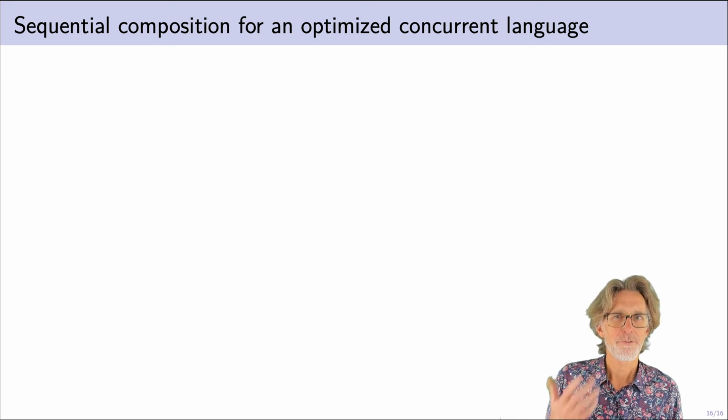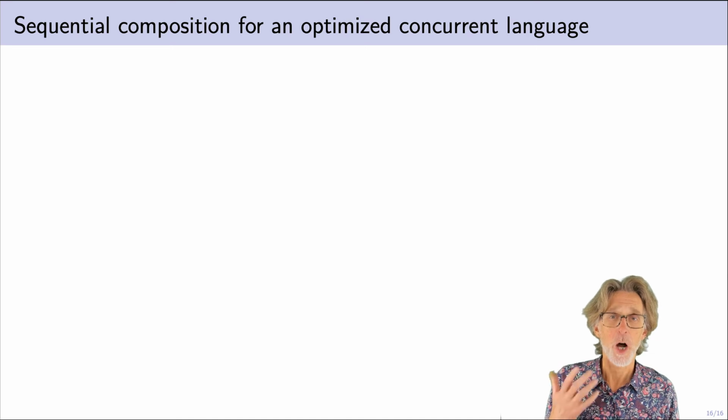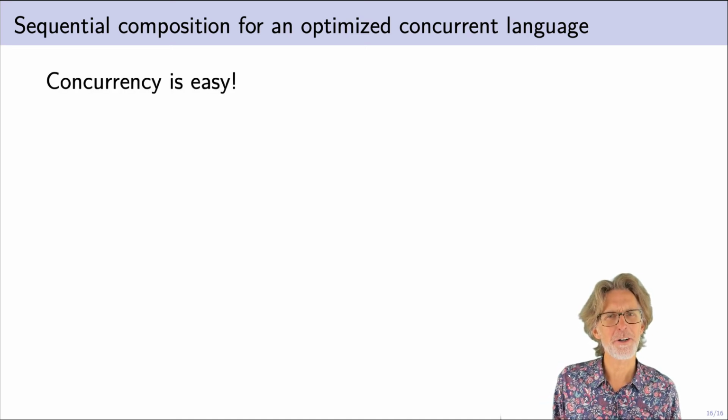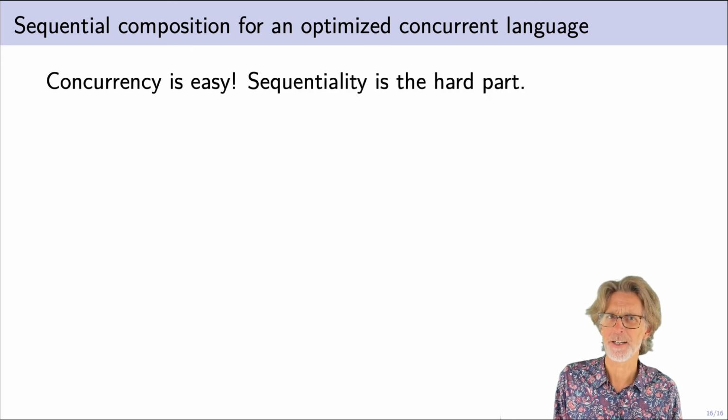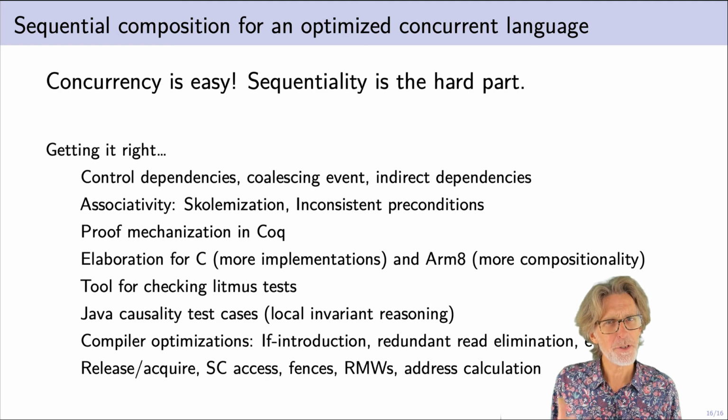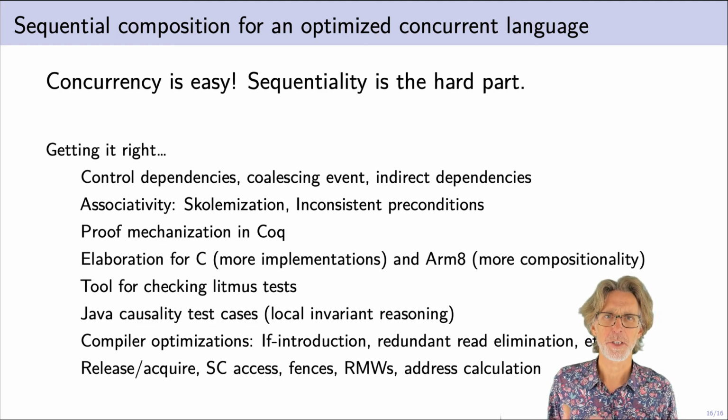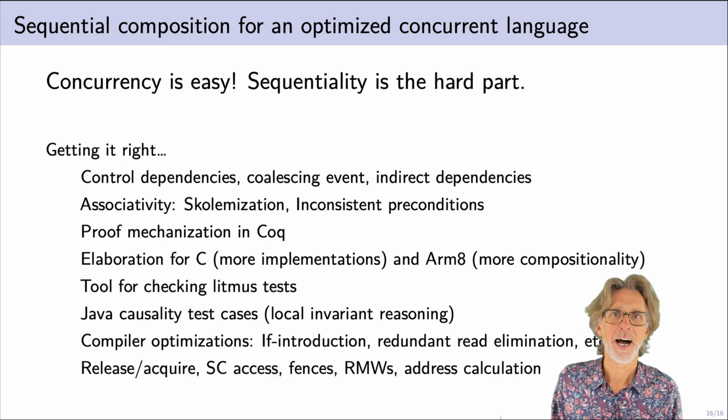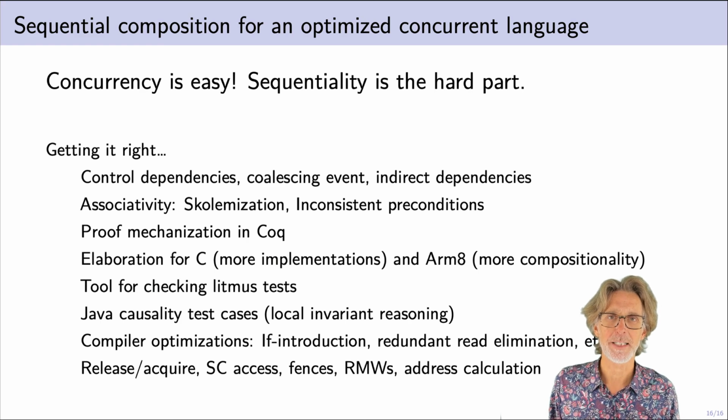Our paper is the first to give an account of sequential composition in an optimized concurrent language. And the surprising thing is that concurrency is actually the easy part. It's sequentiality that's hard. There's of course lots of details here, which I don't have time to go into. I hope to be able to discuss them when I see you in Philadelphia.